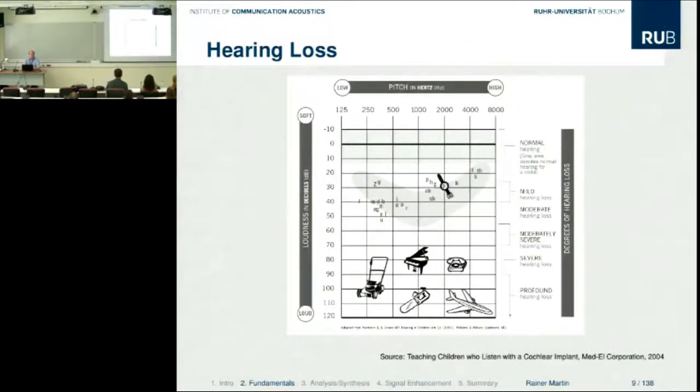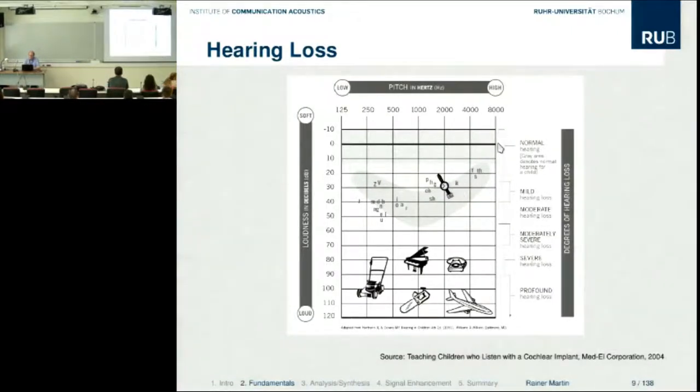Okay, so that was normal hearing. When you have a hearing loss, the situation is much different. Here now is again a diagram where we have the frequency on the horizontal axis and the hearing loss on the vertical axis. Zero means no hearing loss, and it can go down to 120 dB. Here you have typical phones, for example vowels, or here F, S, fricatives, and they show essentially the center of gravity in terms of frequency and also their relative level.